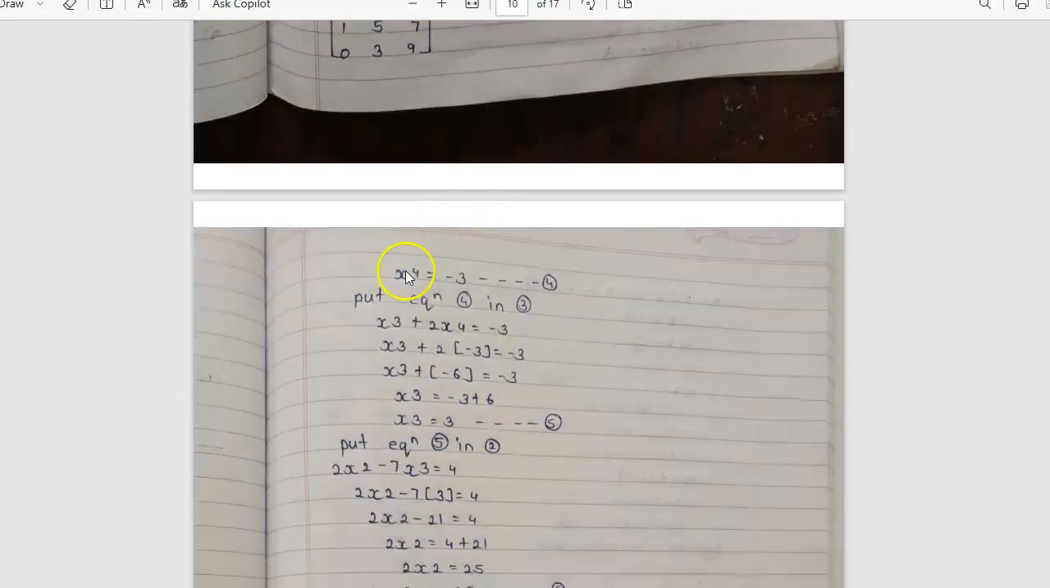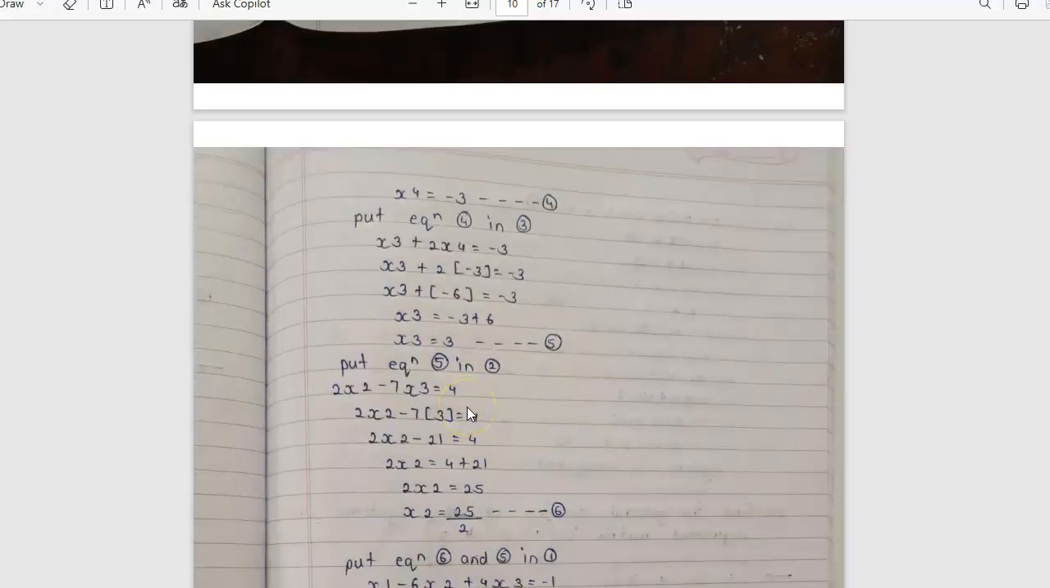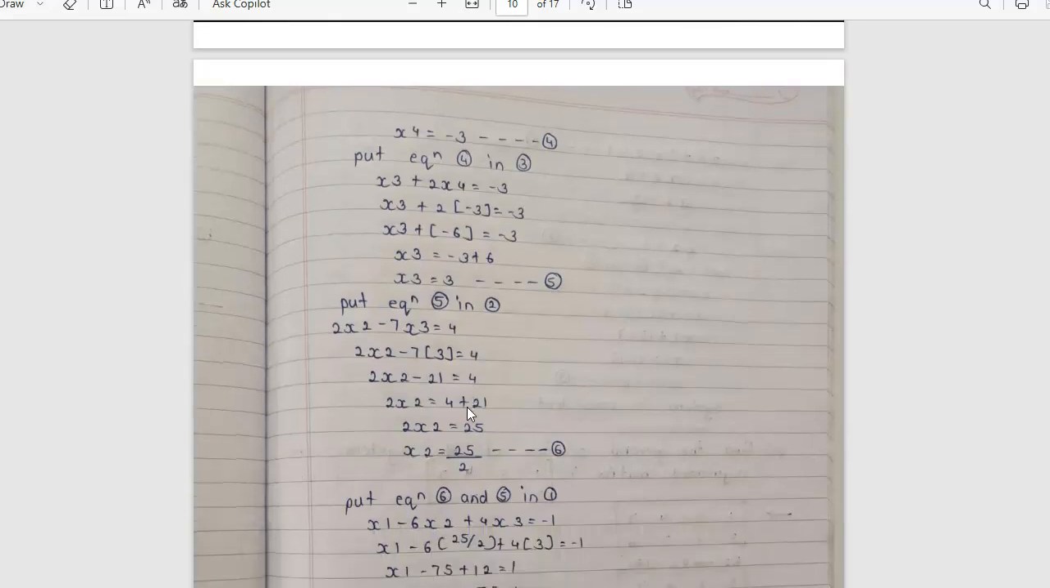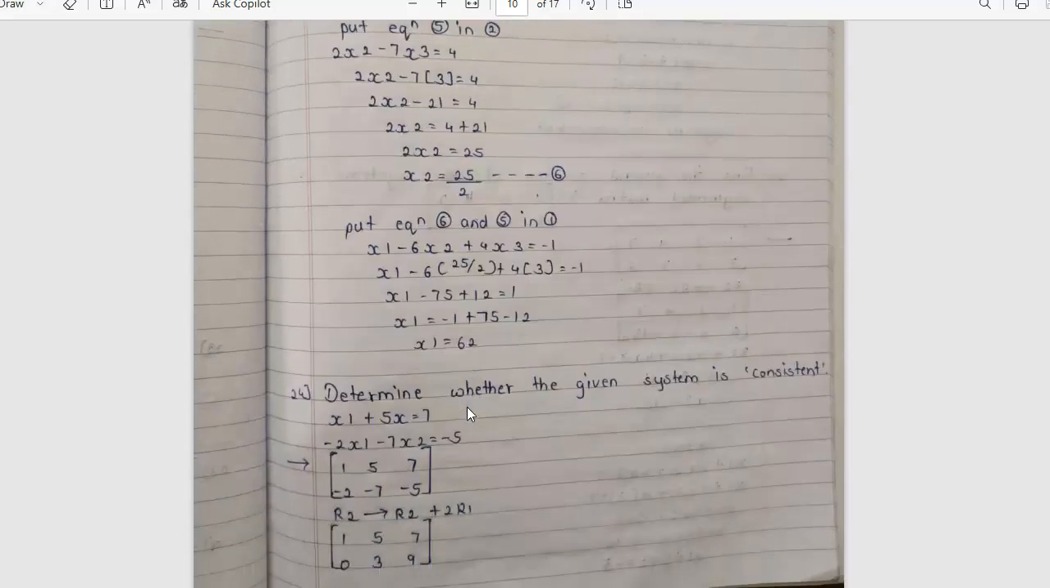Applying this, the equation x4 equal to minus 3 is put in equation 3, so we get the value of x3 equal to 3. Next, putting the values of x3 and x4 in equation 2, we get the value of x2 as 25 divided by 2. Okay, so this is one example of a system of linear equations, consistent or not.